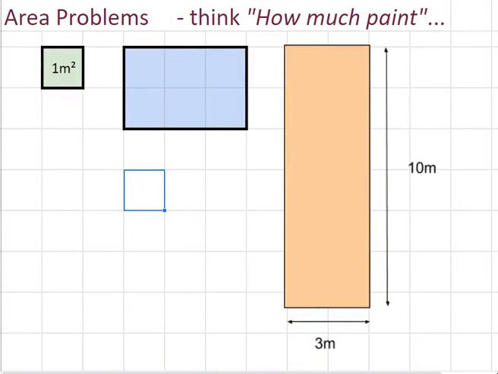Okay, so this video is designed to help us really understand the concept of what's going on with area. So when you see area, think how much paint. Here's the idea. This green square here is 1 meter along each side. So we're going to call it 1 meter squared, which is written like this, 1m with a 2 in the sky. And that's going to be like our basic counting unit for how much paint I need.